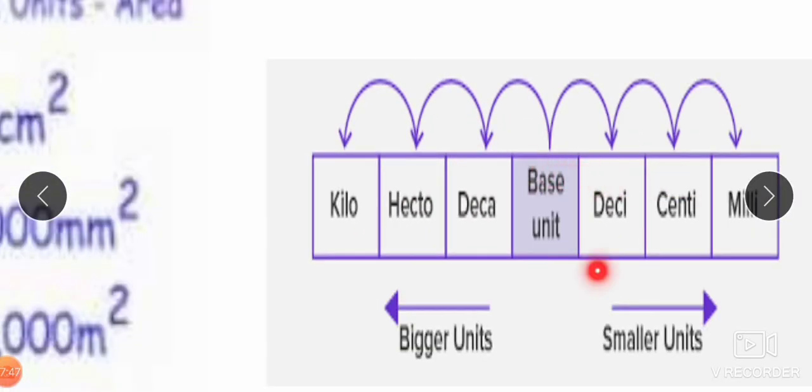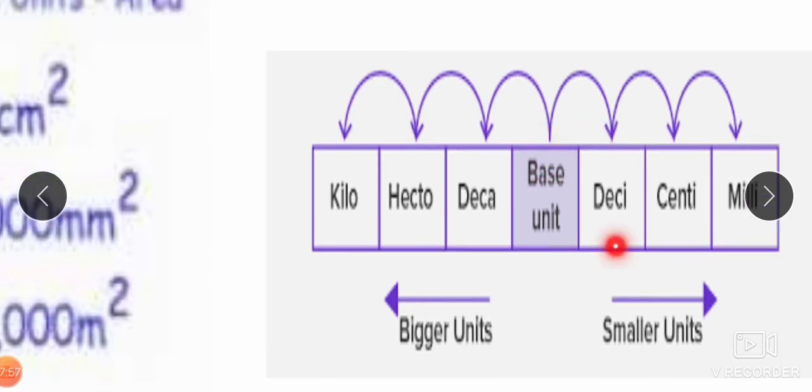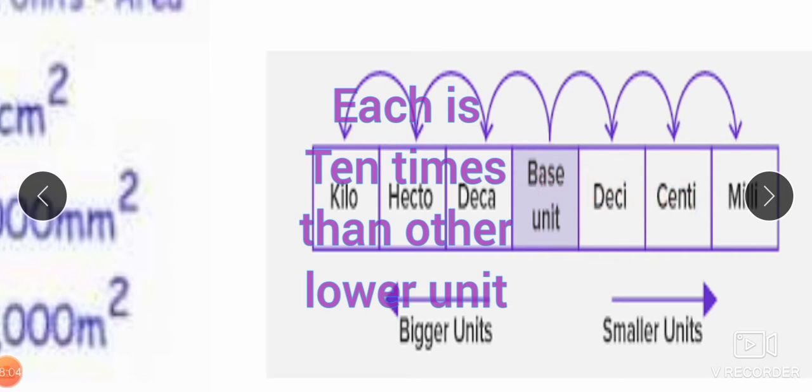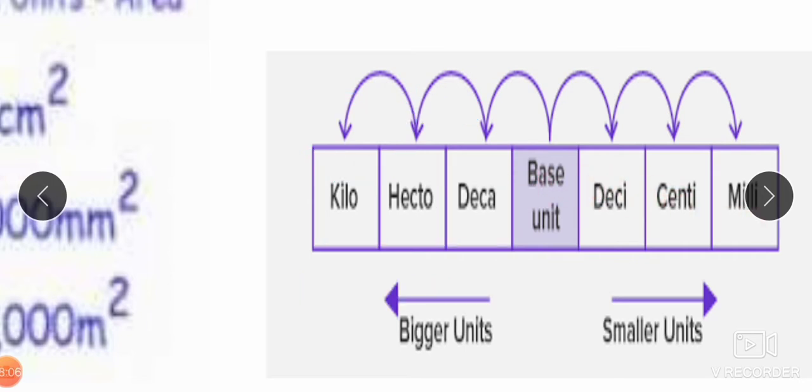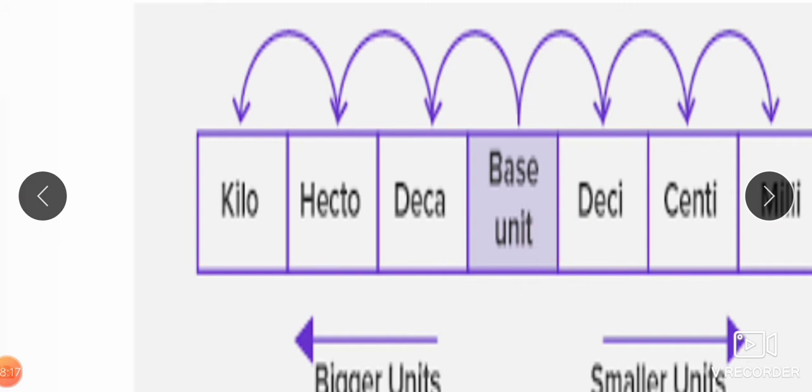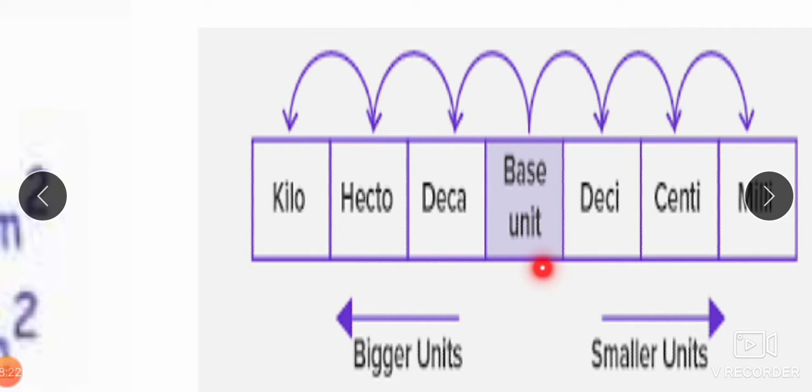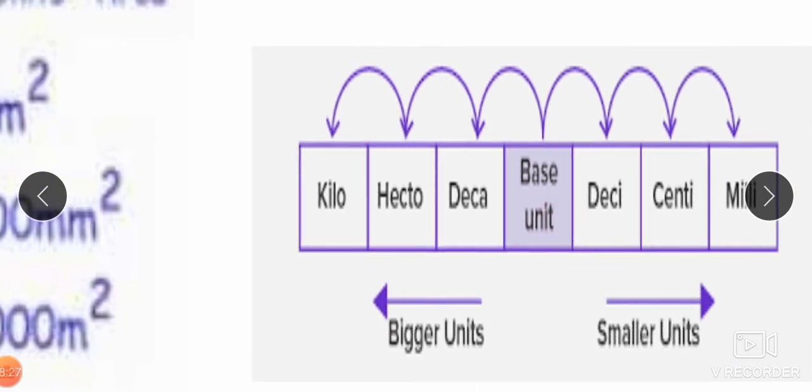Remember this chart, how you convert. There is a base unit in terms of 10, 10, 10. You can convert from the base unit to deci, centimeter. Then deca, hecto, kilometer. See, these are smaller units and these are higher units. This central one is known as the base unit.